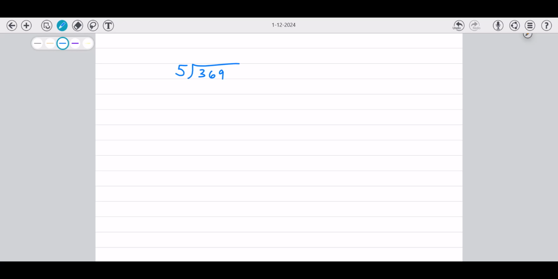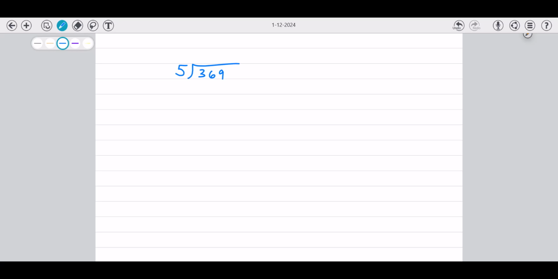Let's say you're making something and they go in packages of 5. How many packages do I need and how many are left over, right? So that kind of thing.